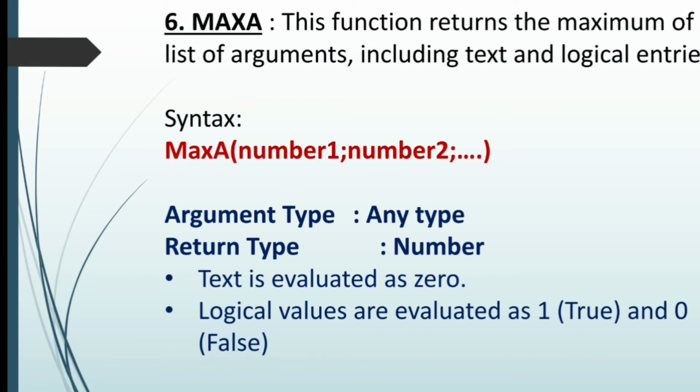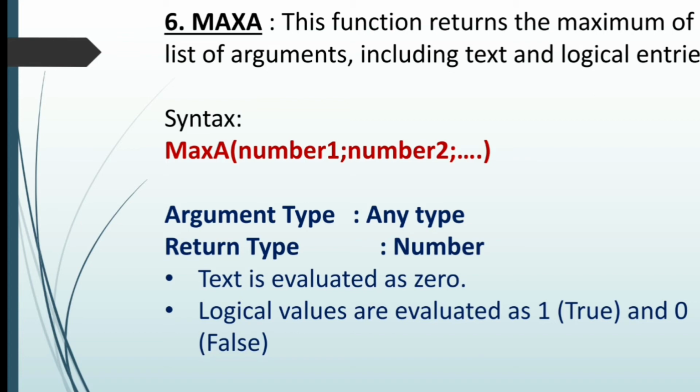There is another function called MaxA. This function returns the maximum of a list of arguments, including text and logical entries. Here, text values are also considered for calculating the max. The syntax is MaxA, number 1, number 2 and so on. The argument may be of any type, but the return value is always a number.